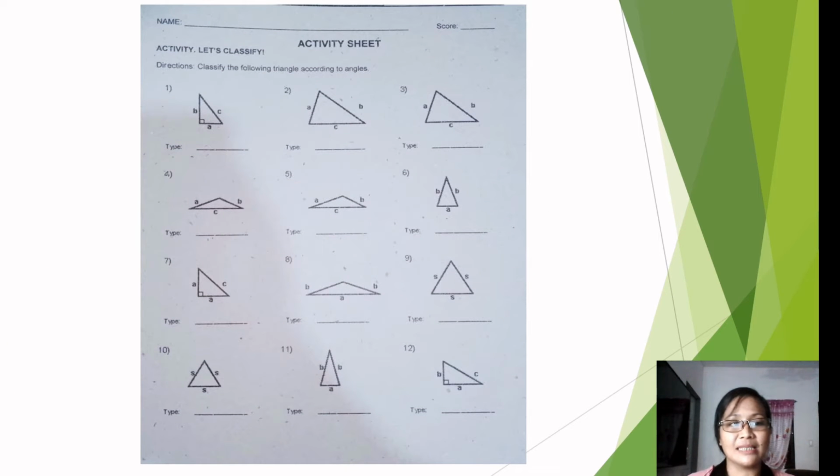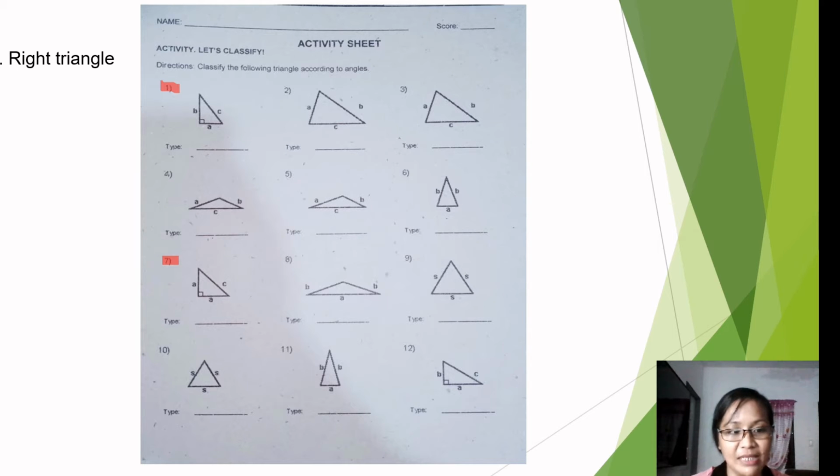Example, classify the following triangle according to angles. In our number one, as you can see, there is a small box here or square. That means 90 degrees. So if there is a 90 degrees angle here, that means the answer is right triangle. Let's check for another right triangle.